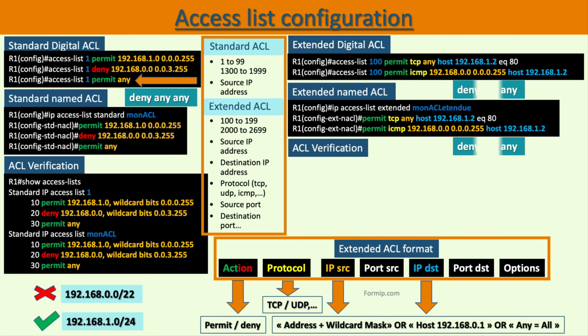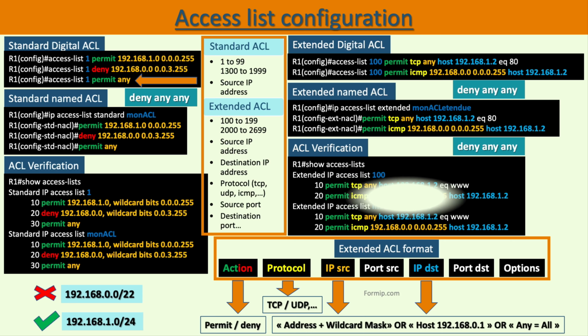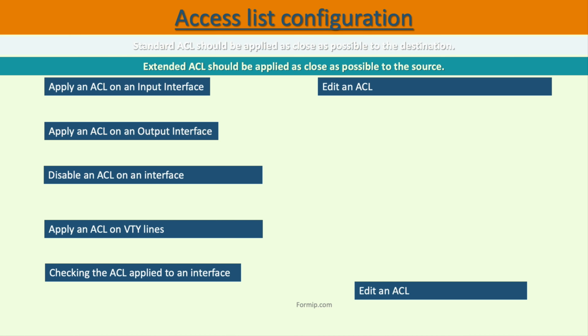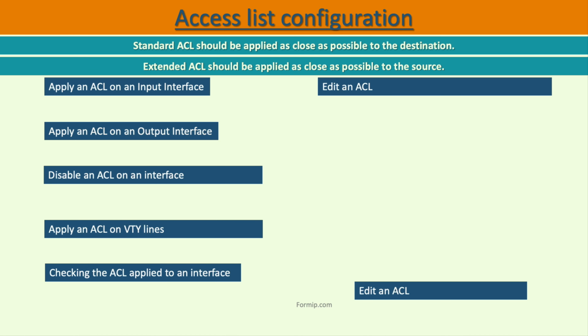To check extended ACLs, the command is the same as for a standard ACL: show access-lists. Now that we've created our ACLs, we need to apply them to an interface, either as an output or as an input. Standard ACLs should be applied as close as possible to the destination due to their low accuracy. And extended ACLs should be applied as close as possible to the source to prevent the router from routing unnecessary data, which will be deleted anyway.